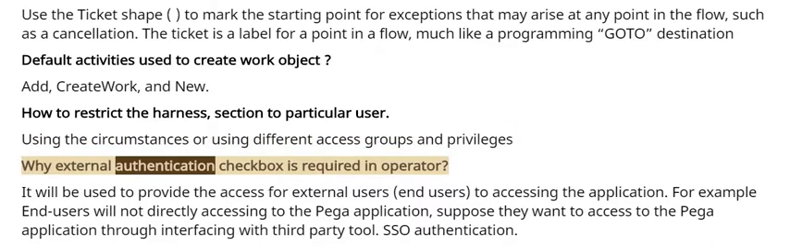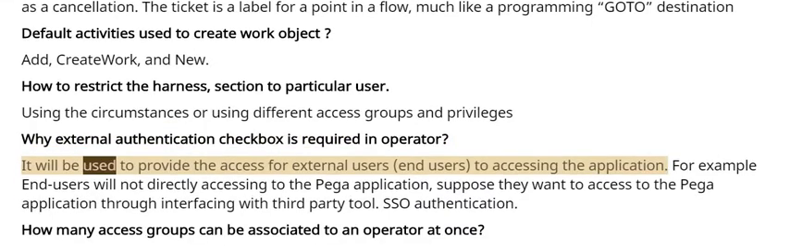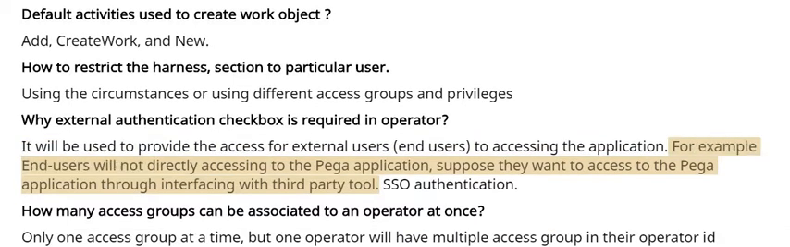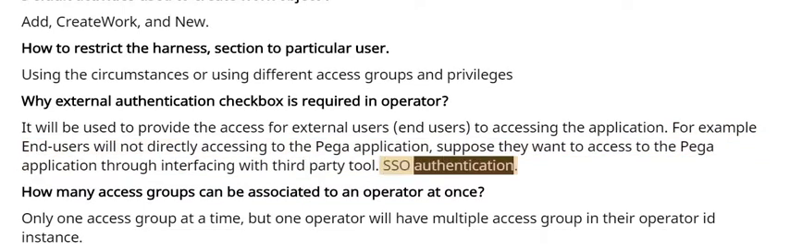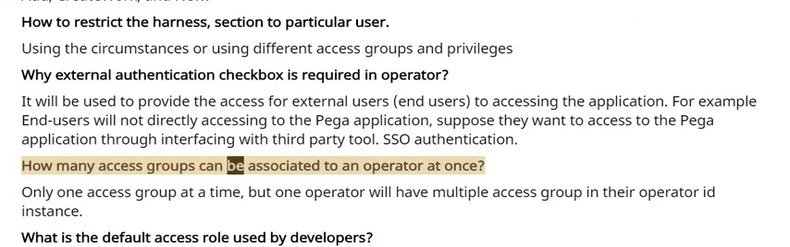Why is the external authentication checkbox required in the operator? It is used to provide access for external users, end users, to access the application. For example, end users will not directly access the Pega application; they may access it through interfacing with a third-party tool, such as SSO authentication.